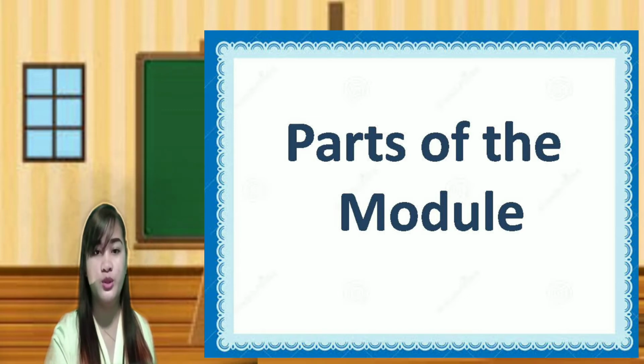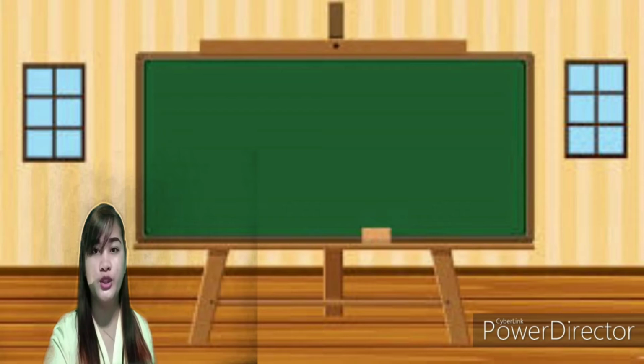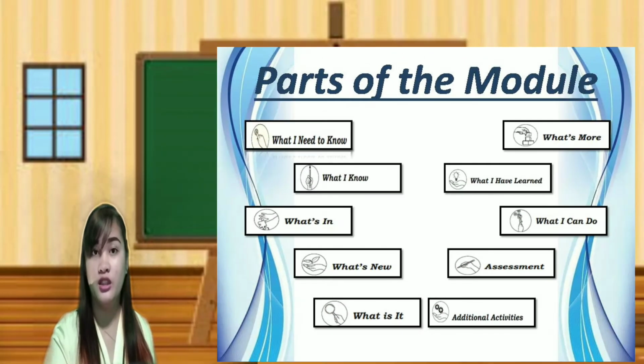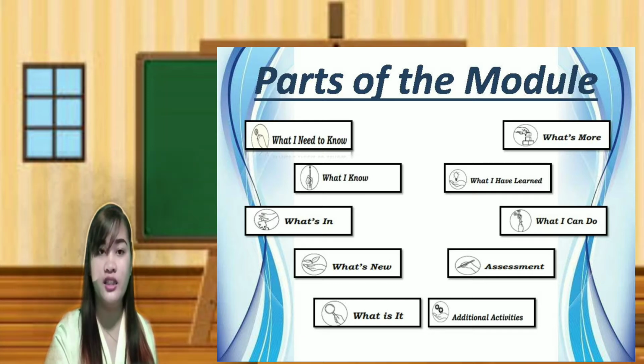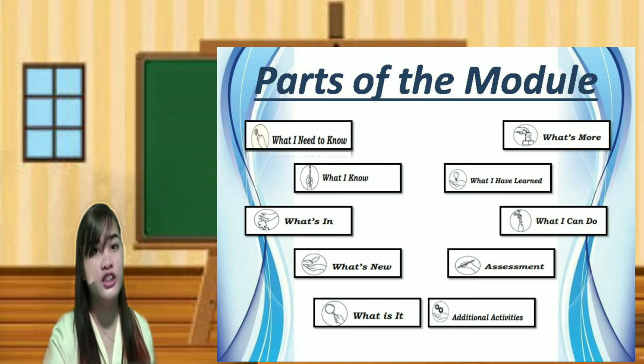Parts of the module. We have different parts of the module. Start with what I need to know, what I know, what's in, what's new, what is it, what's more, what I have learned, what I can do, assessment, and the last part is the additional activities. Those are the different parts of the module.